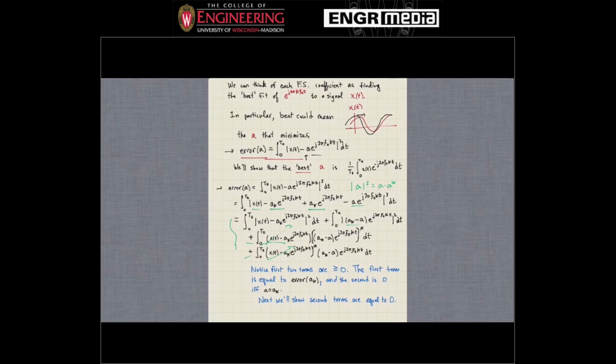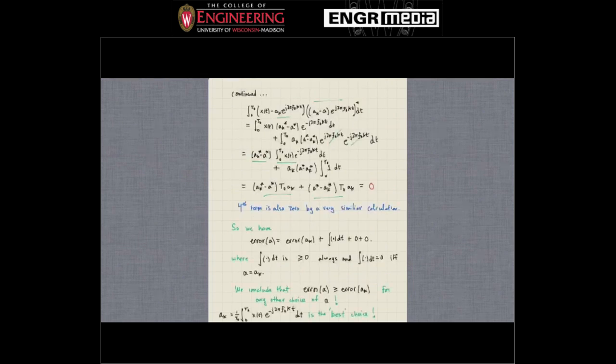All right, so we're left with, really, like we said before, these two first terms. The first one is identically equal to the error of ak, just by definition. And the second one is 0 if and only if a equals ak. So what does that mean? That means if we use any other definition for a, if we pick any other value for a, it's going to have larger error than if we used ak, right?